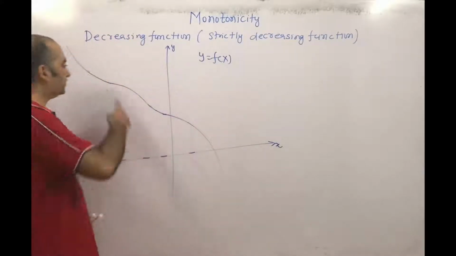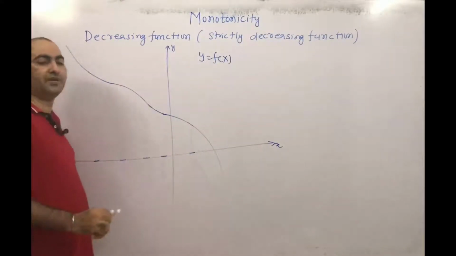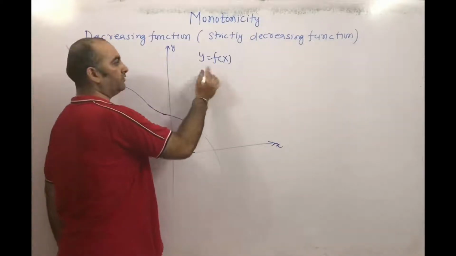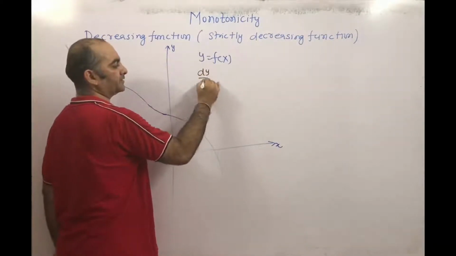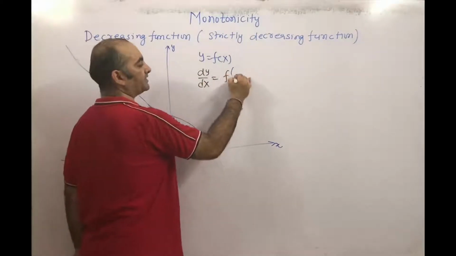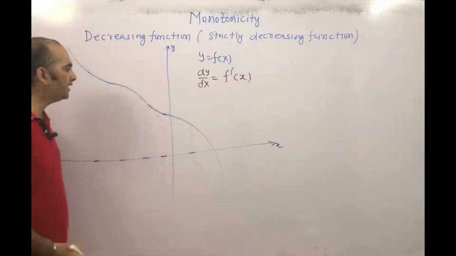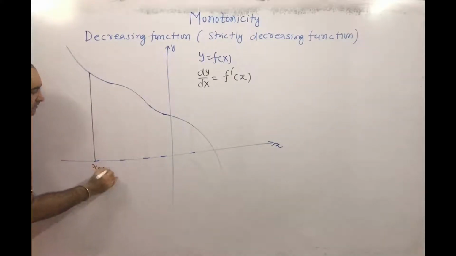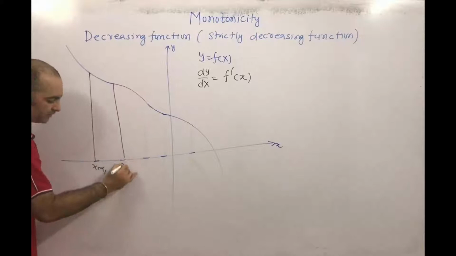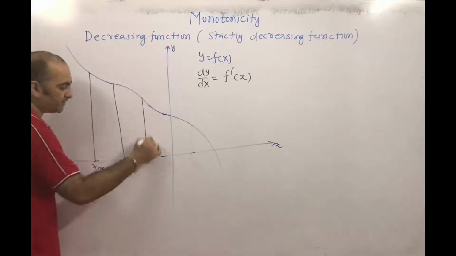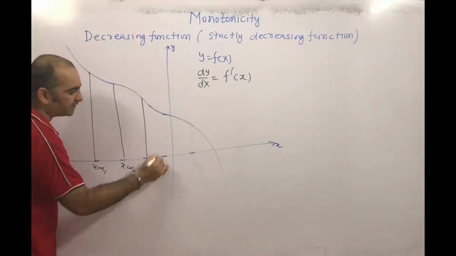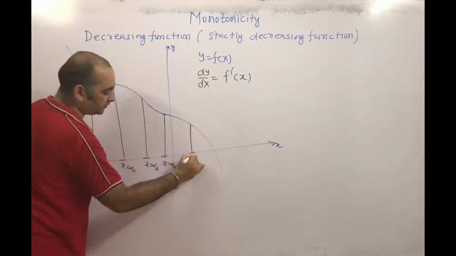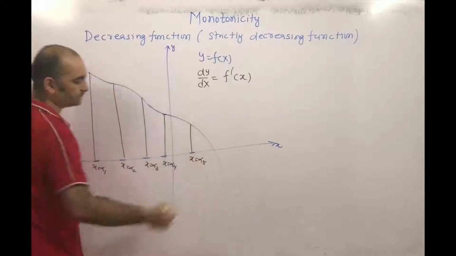On this graph, if you find the slope of the tangent at any point, what will you do? We will differentiate. So dy by dx is f dash x. So you can see here, this point is x equal to alpha 1, this point is x equal to alpha 2, this point is x equal to alpha 3, this point is x equal to alpha 4, and this point is x equal to alpha 5.